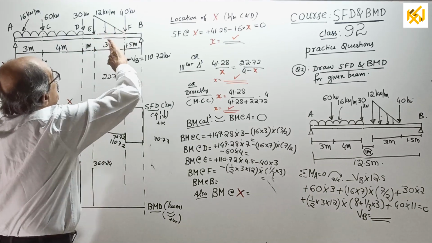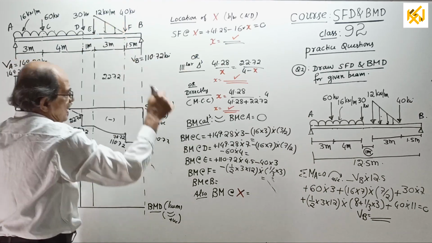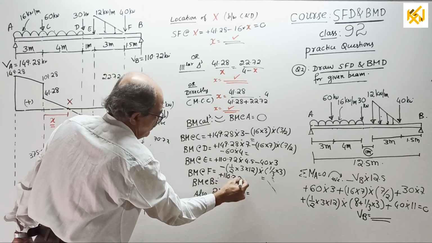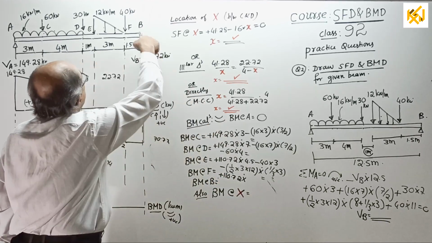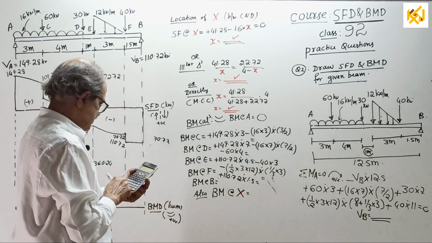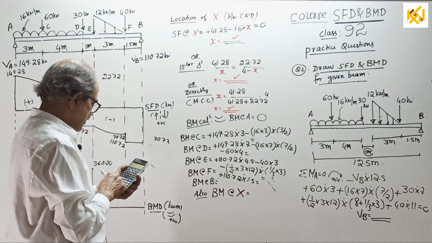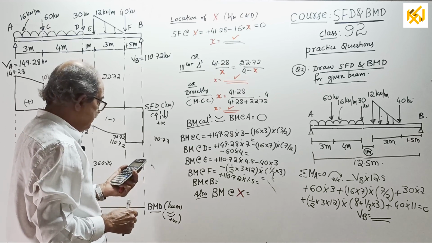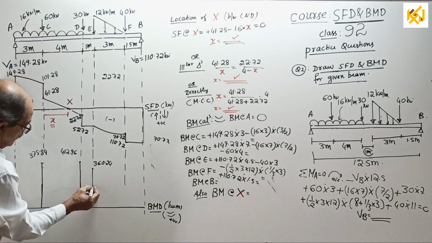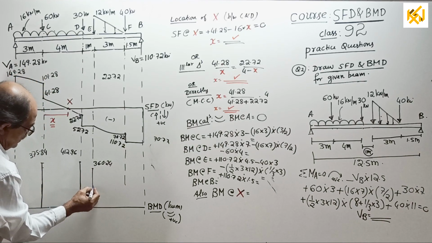BM at F. Look this side. Plus 110.72. BM at F. 110.72 into 1.5. That's all. 110.72 into 1.5 is 166.08. Okay.